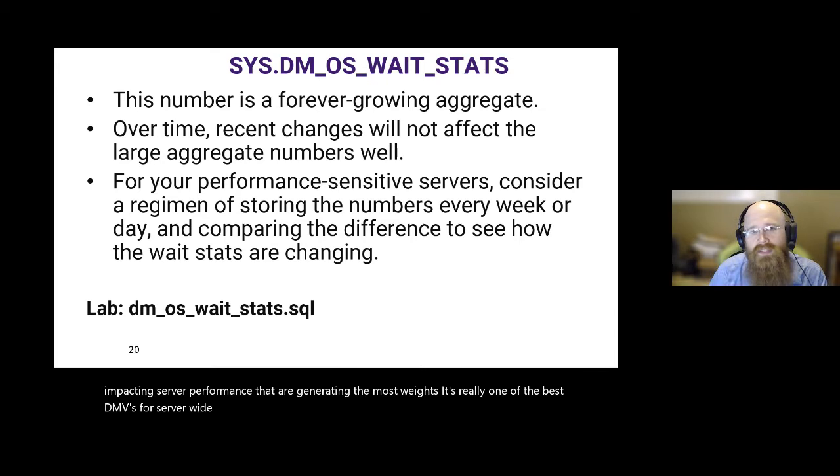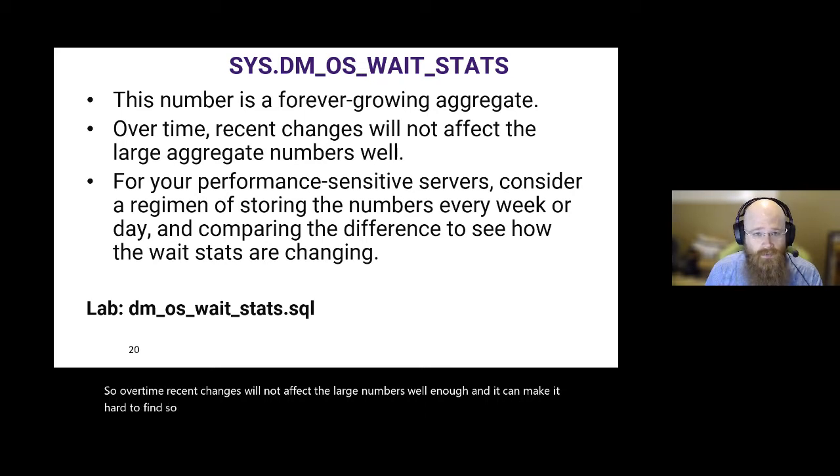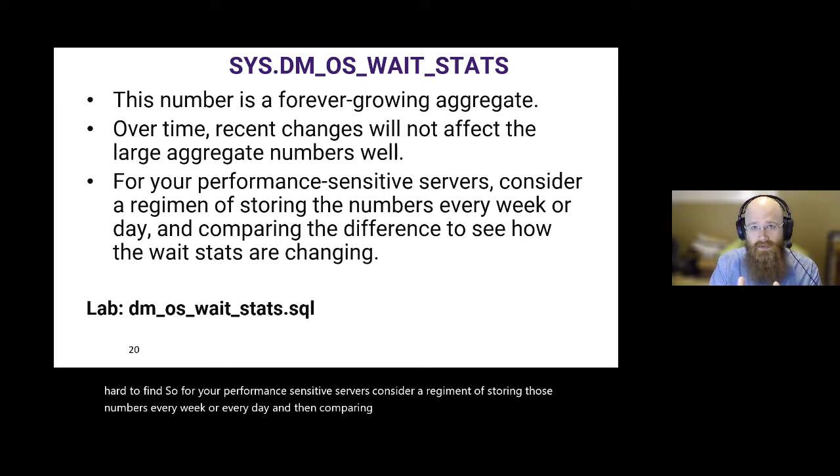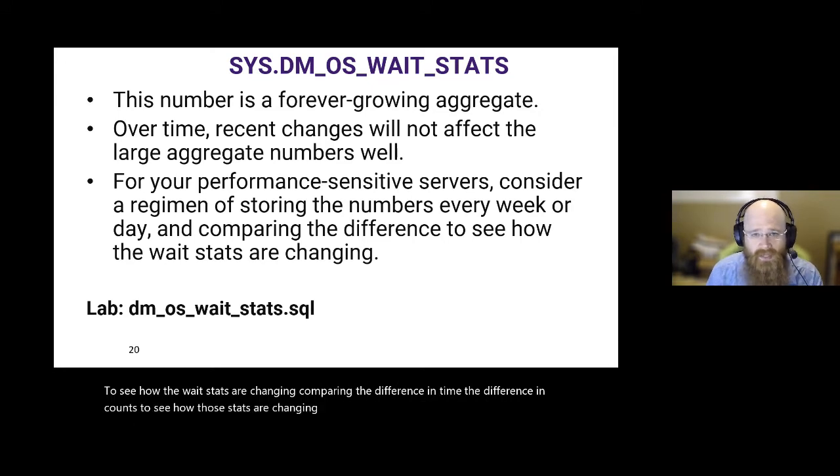Again, the numbers in this DMV are forever growing. So over time, recent changes will not affect the large numbers well enough, and it can make it hard to find. So for your performance sensitive servers, consider a regimen of storing those numbers every week or every day, and then comparing the difference to see how the wait stats are changing, comparing the difference in times, the difference in counts to see how those stats are changing. And I have a lab that helps you do that here.